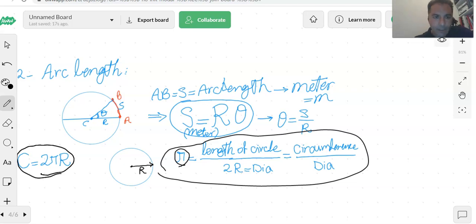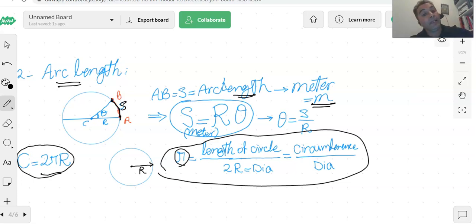Now, what is the definition of arc length? Watch, guys, it's a very important topic, this section. You will use it a lot in physics 4b. So if I go from point A to point B, this is my arc. So this arc from A to B we show by S. It's called arc length. And the unit of length, you know, is meters, correct?